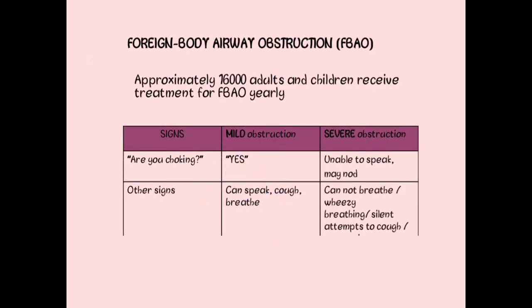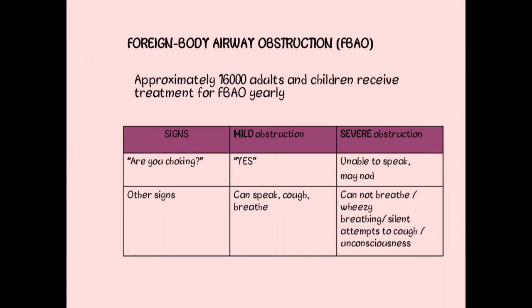Foreign body airway obstruction, that is FBAO. Approximately 16,000 adults and children receive treatment for FBAO yearly. Now let's see the details. When you ask the patient, are you choking? In case of mild obstruction, they can just say yes. In case of severe obstruction, they are unable to speak or they may just nod their head. As other signs, in mild obstruction, they can speak, cough and breathe. In severe obstruction, they cannot breathe, there may be wheezy breathing, silent attempts to cough, or unconsciousness.